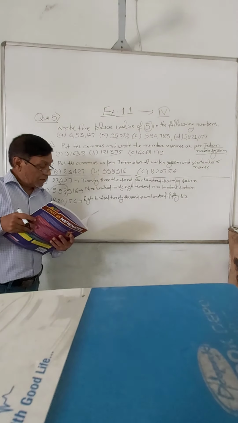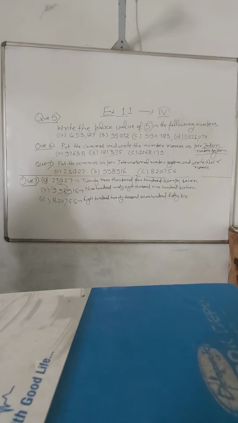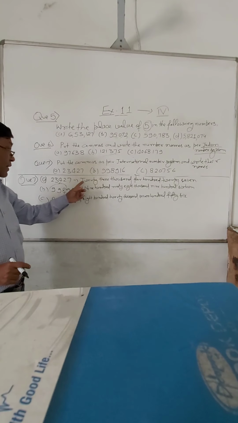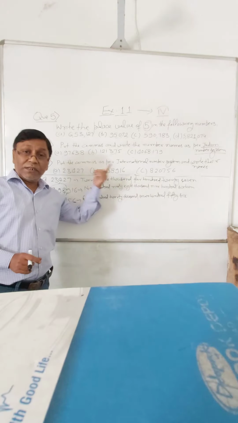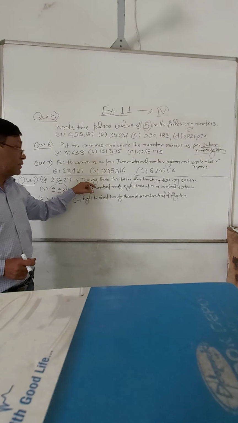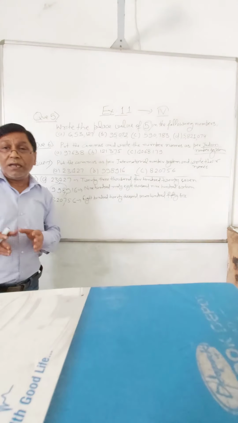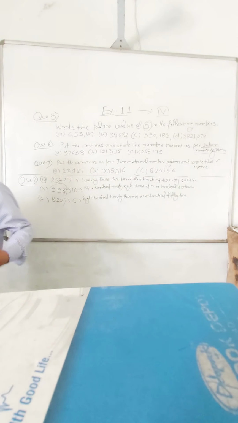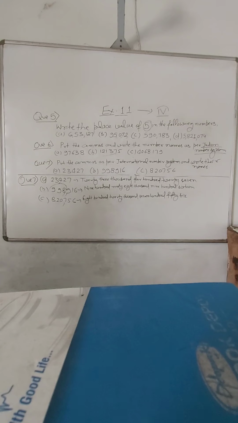Question number 7 is over. Now question number 8: write the numerals for the following number names. Now just reverse. Earlier some numbers were given to you and you were writing the number name. Now in the next question, it is just the reverse of this one. Certain number names are given and you have to write the numbers accordingly.